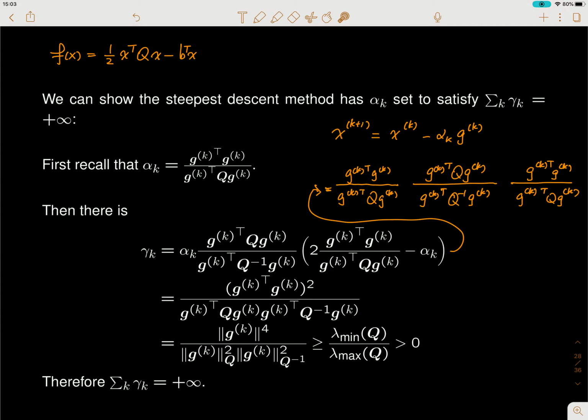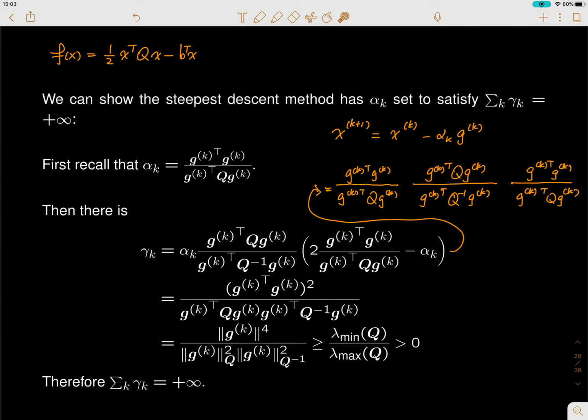And similarly, for the same inequality, we can show that this is less than or equal to the maximum eigenvalue of Q inverse times the squared norm of GK. Sorry, it should be maximum here.